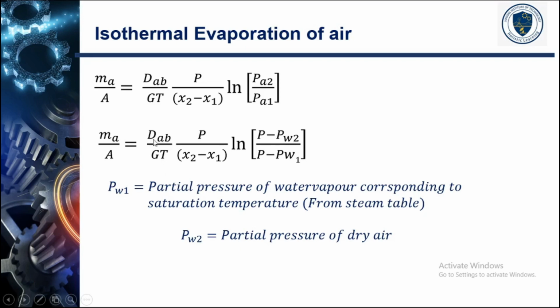So here all these parameters are known. Here P is total pressure, x2 minus x1 is the height of water filled or the depth of the water filled, Pw2 is partial pressure of dry air, Pw1 is partial pressure of water vapor corresponding to saturated temperature. This value is taken from the steam table. So DAB is diffusion coefficient, G is universal gas constant, and T is temperature. Now we have to solve the problem in this concept.